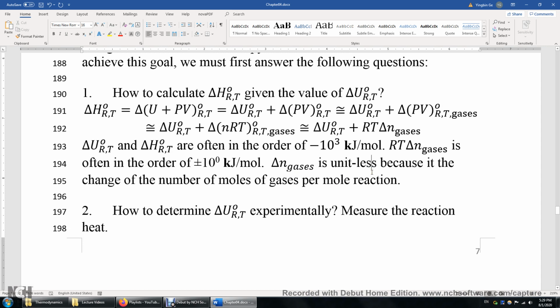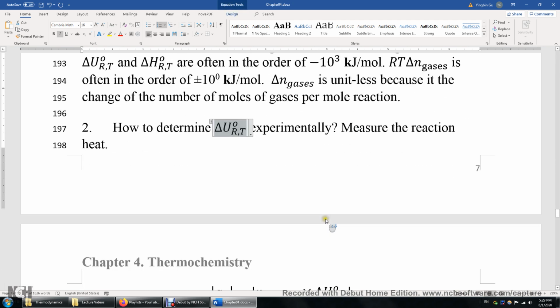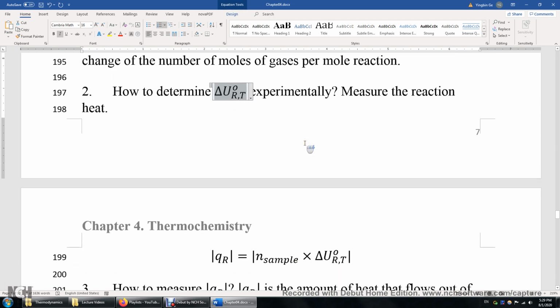This is because delta n gases is the change of the number of moles of gases per mole reaction. So really, this delta n gases is the coefficients in front of the gaseous products minus the coefficients in front of the gaseous reactants. They are unitless. Now, how do we determine this delta U of the reaction experimentally? Well, that's easy. We just measure the reaction heat.